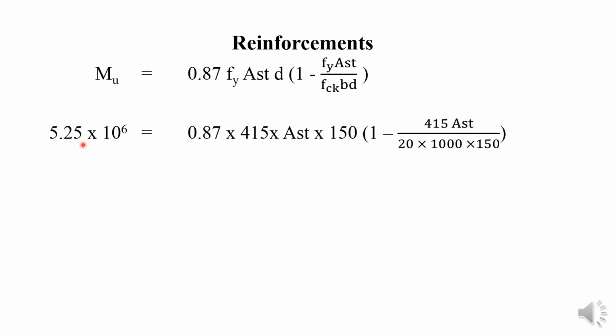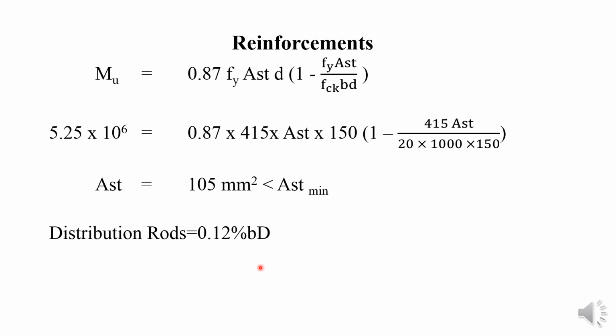So Mu is 5.25 into 10 power 6 equal to 0.87 into 415 into Ast into d, which is 150, into 1 minus Ast fy divided by fck into b, which is 1 meter width, into d is 150. So finally we get the value of 105 mm square.